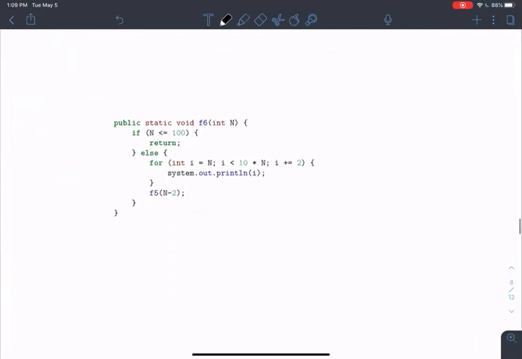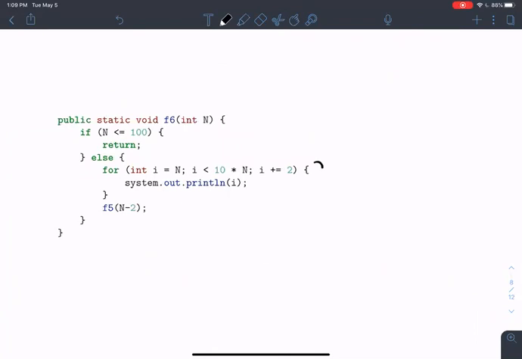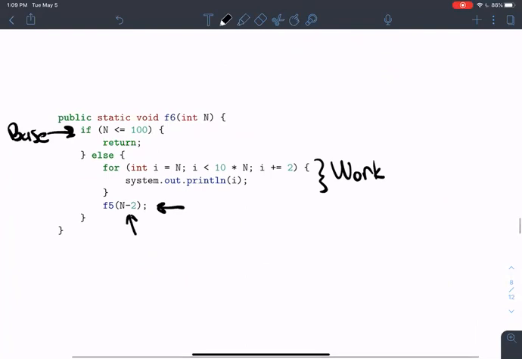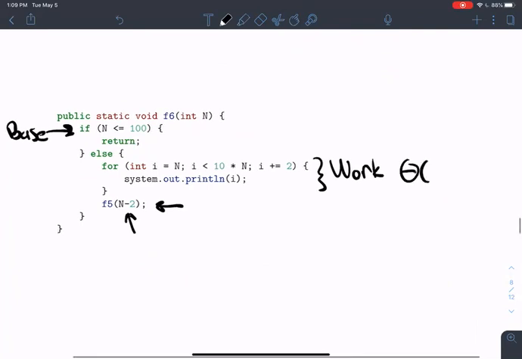Here's our next recursive function. It again takes in parameter n, and we have the same for loop here. So this is the work. It's our base case. And here we only have one recursive call, and the parameter is not dividing by anything, but it's subtracting a constant. So let's see how that ends up.